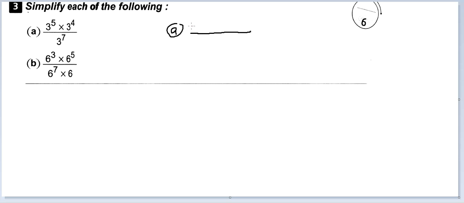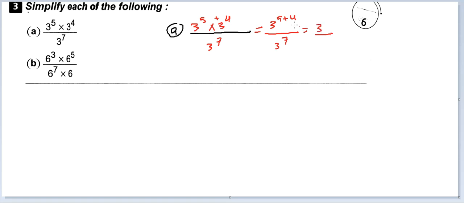Here we have 3 to power 5 times 3 to power 4 over 3 to power 7. What can we say? Here it is times, so we add the powers: 5 plus 4, over 3 to power 7.